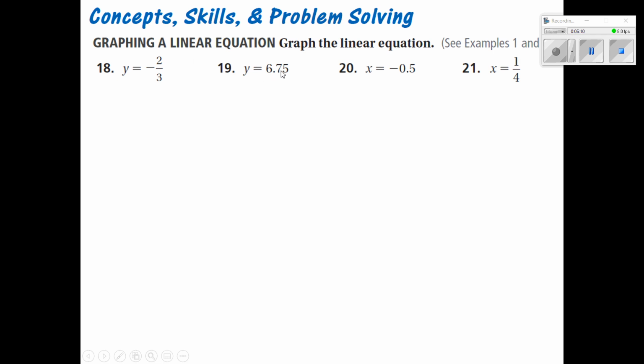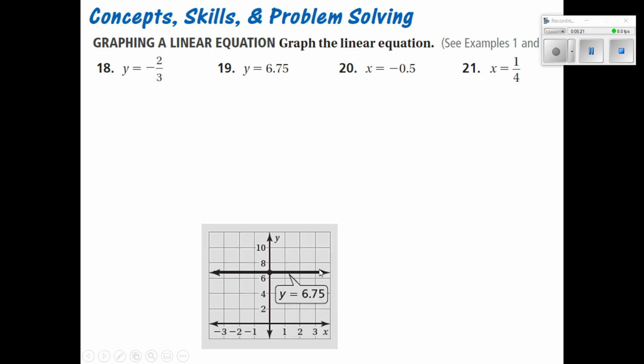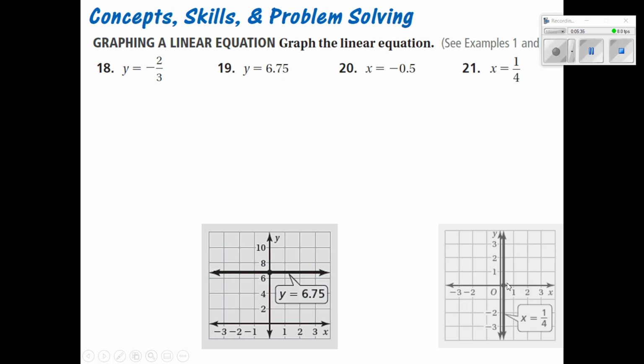We're going to go to number 19 now. Y is 6.75. There's no x here. So in actuality, we're going to see a line going from left to right at 6.75 on the y-axis. And that's exactly what we have here. Let's see, number 21. X equals 1/4, which means it's going to be on the x-axis. And it's going to go up and down at 1/4. So there we go, right at 1/4, right in between 1/2 and the origin, and go straight up and down.